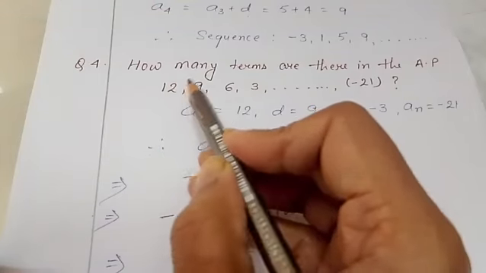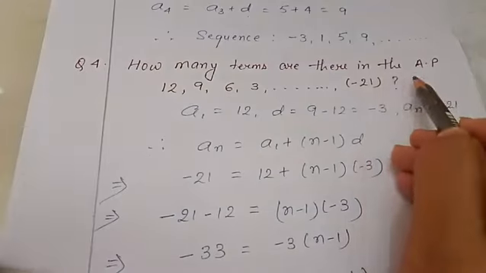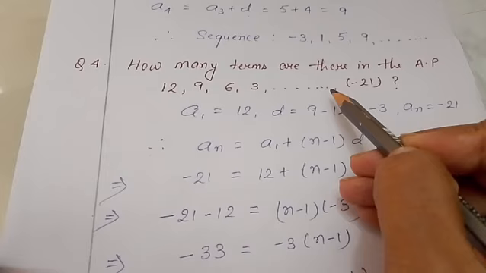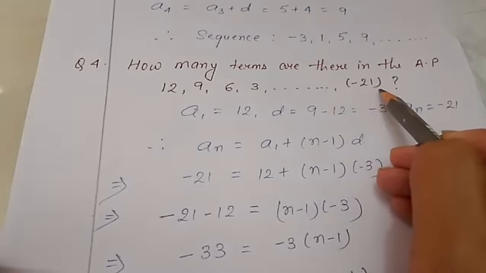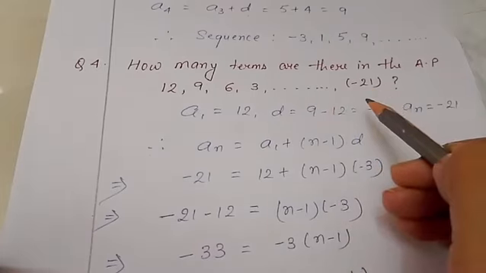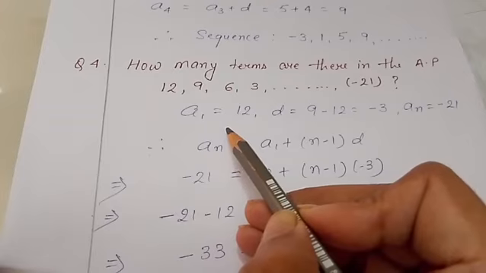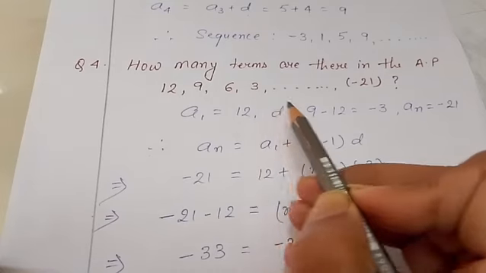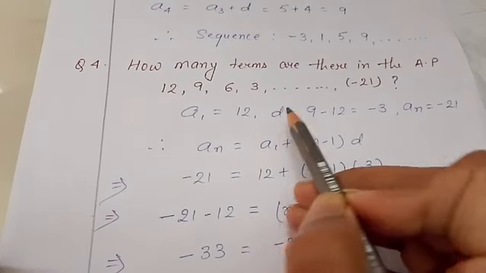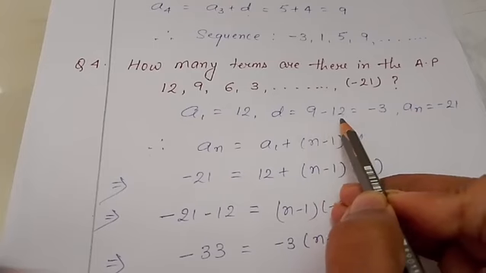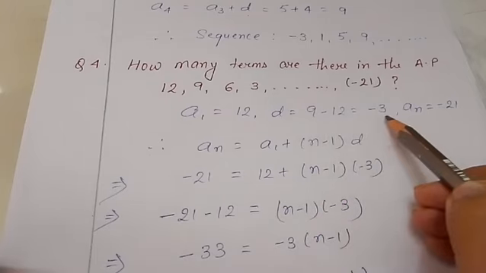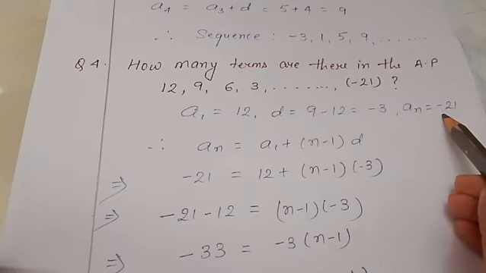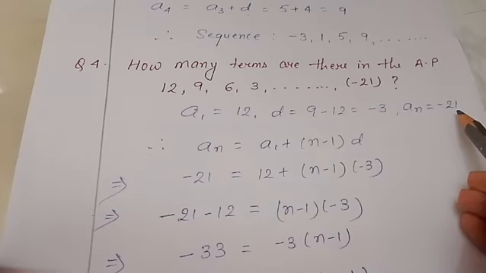Question number 4. How many terms are there in the AP? 12, 9, 6, 3, and so on, minus 21. Identify the given values. First term a1 is equal to 12. Common difference d is equal to 9 minus 12 is equal to minus 3. Last term an is equal to minus 21.